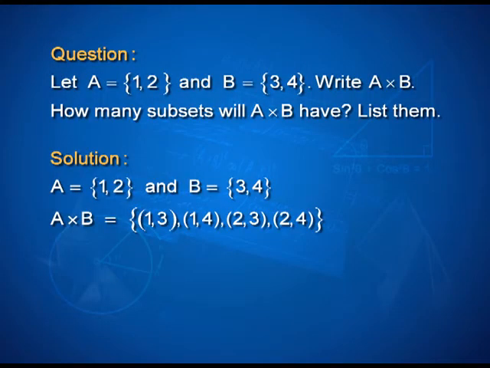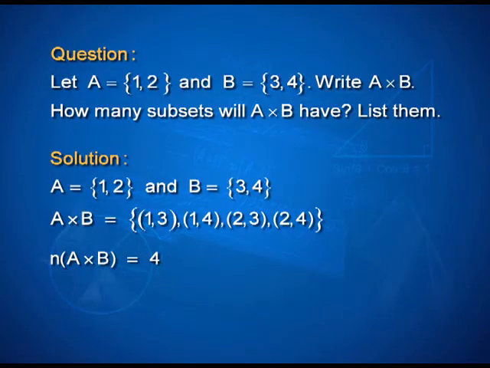So, when we look at A cross B, that has 4 elements in it, and what are the 4 elements? 1 paired with 3, 1 with 4, 2 with 3, 2 with 4. So, we are looking at these 4 elements. Now, the second part of the question is what is more interesting. How many subsets will A cross B have?